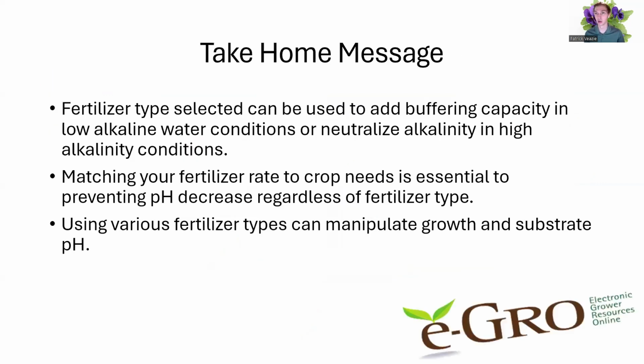So what's our take-home message and takeaways moving in? Fertilizer type selected can be used to add buffering capacity in low alkaline water conditions, or neutralize alkalinity in high alkalinity conditions. Matching your fertilizer rate to your crop's need is essential to prevent that pH decrease, regardless of your fertilizer type. Using various fertilizer types and manipulating that rate can help you control growth and manage your substrate pH as well.